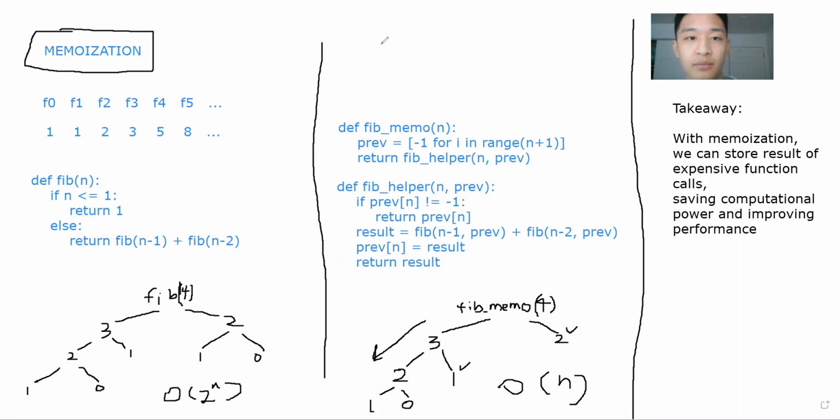So you can see this is why memoization is so useful. Basically, the takeaway is memoization. We can use it to store the result of expensive function calls, and this can save a lot of computational power and improve the performance of whatever you're trying to run.